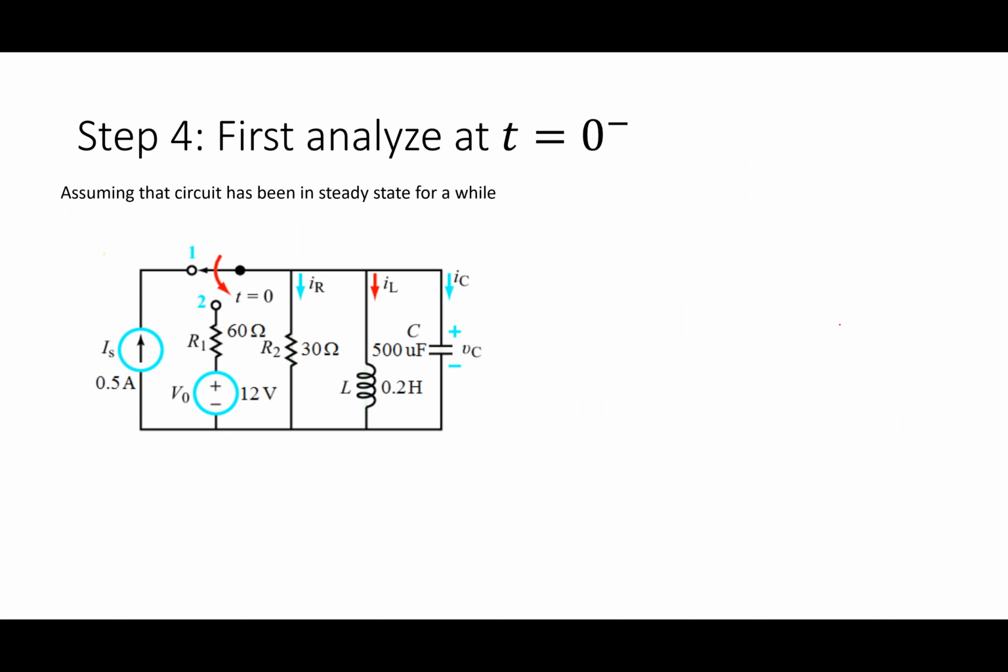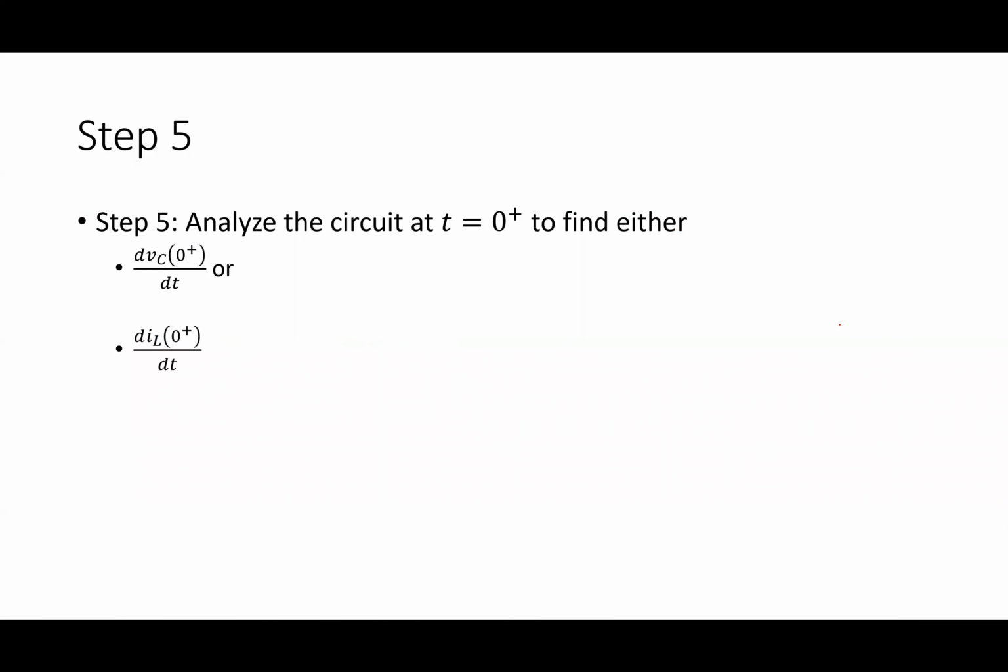All right, so now that gets me to step 5, which is to analyze the circuit at t equal to 0 plus to find my other initial condition. Second order differential equations have two initial conditions: one for the variable you're solving for and one for its derivative. So I have to solve for dIL/dt or dVC/dt, and I very explicitly say 0 plus.